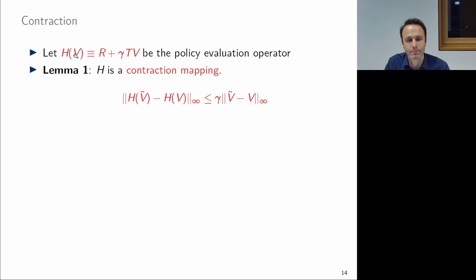So this H operator, what is it? It's defined as just the vector of rewards plus the discounted expected future reward. So we have here this operator as a contraction mapping. What does it mean? That means we shrink the distance. And we shrink the distance between the two estimates that are evaluated here in such a way that this is smaller or equal to the discount factor times the difference between the estimates themselves.